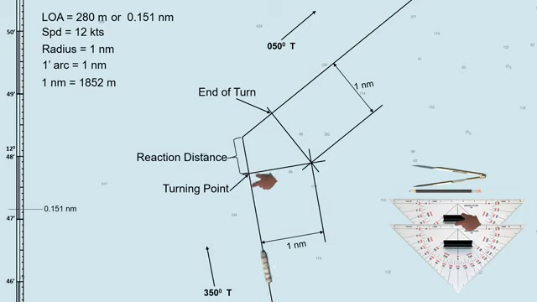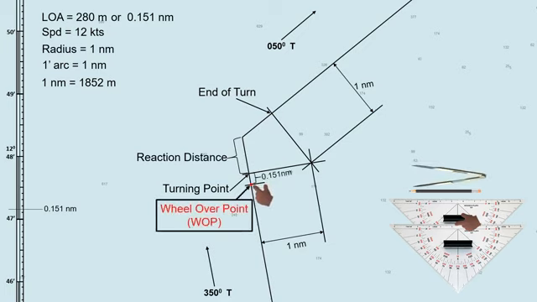The wheel over point can be found about a ship's length before the turning point. The ship's length in nautical miles is 0.151. So measure 0.151 nautical mile from the turning point, going backward along the initial planned track. This point will be our wheel over point. Upon reaching this point, execute helm to starboard. The ship will start to turn when she arrives at the turning point.